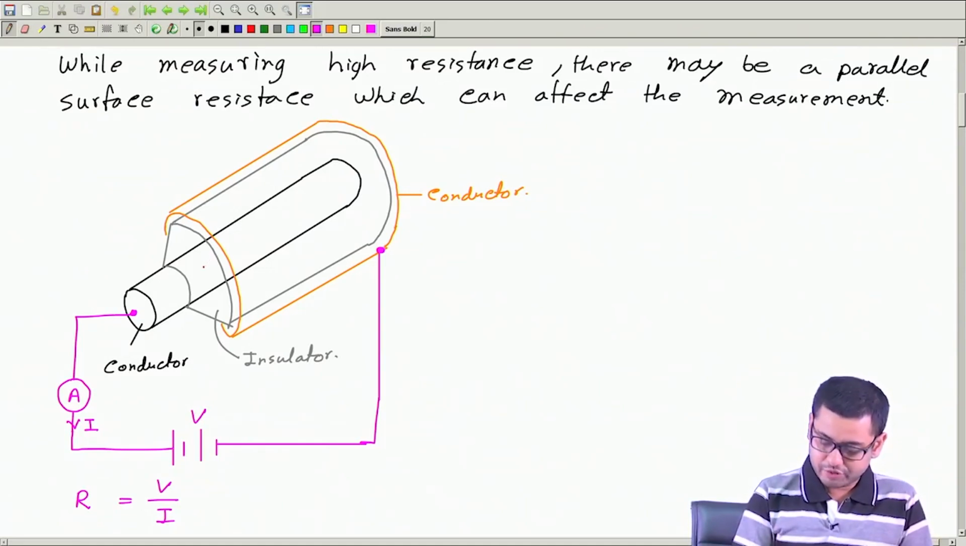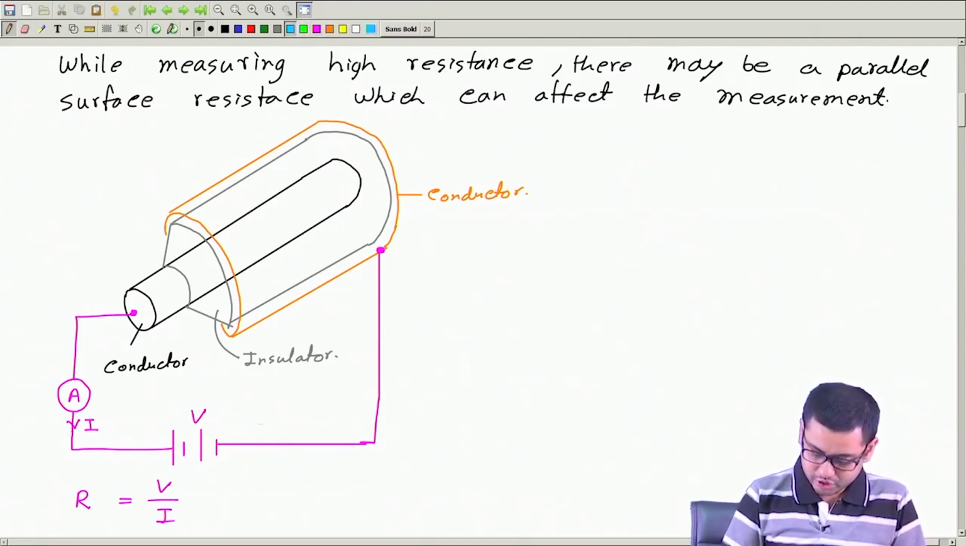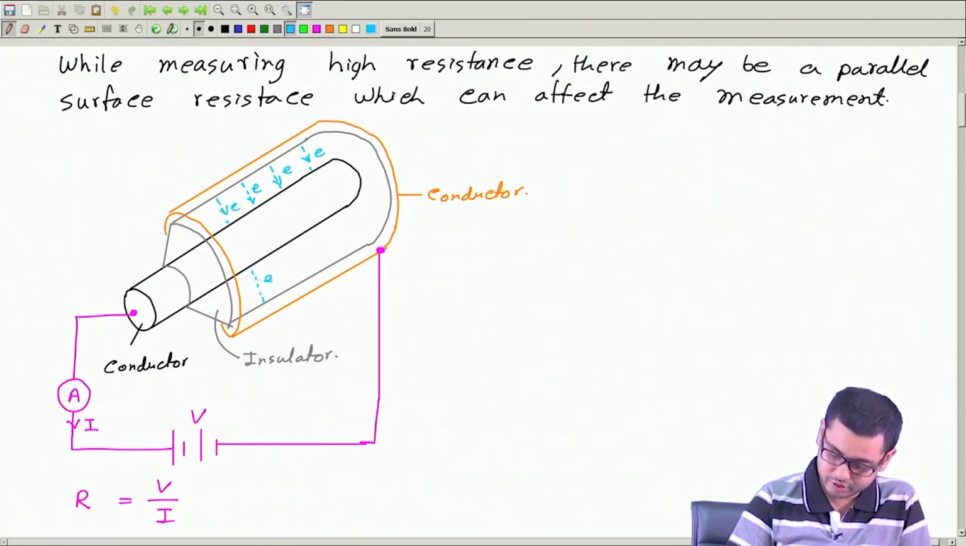Before that, let us first find out the path of the current that flows. Okay. So, path of the current. So, current comes from or say electron comes from here, it comes here and then it gets distributed all over this orange color conductor. Okay. So, electrons come here and then these electrons go through the insulator to the central core. Okay. So, the electrons flow like this from this side as well as from this side everywhere.